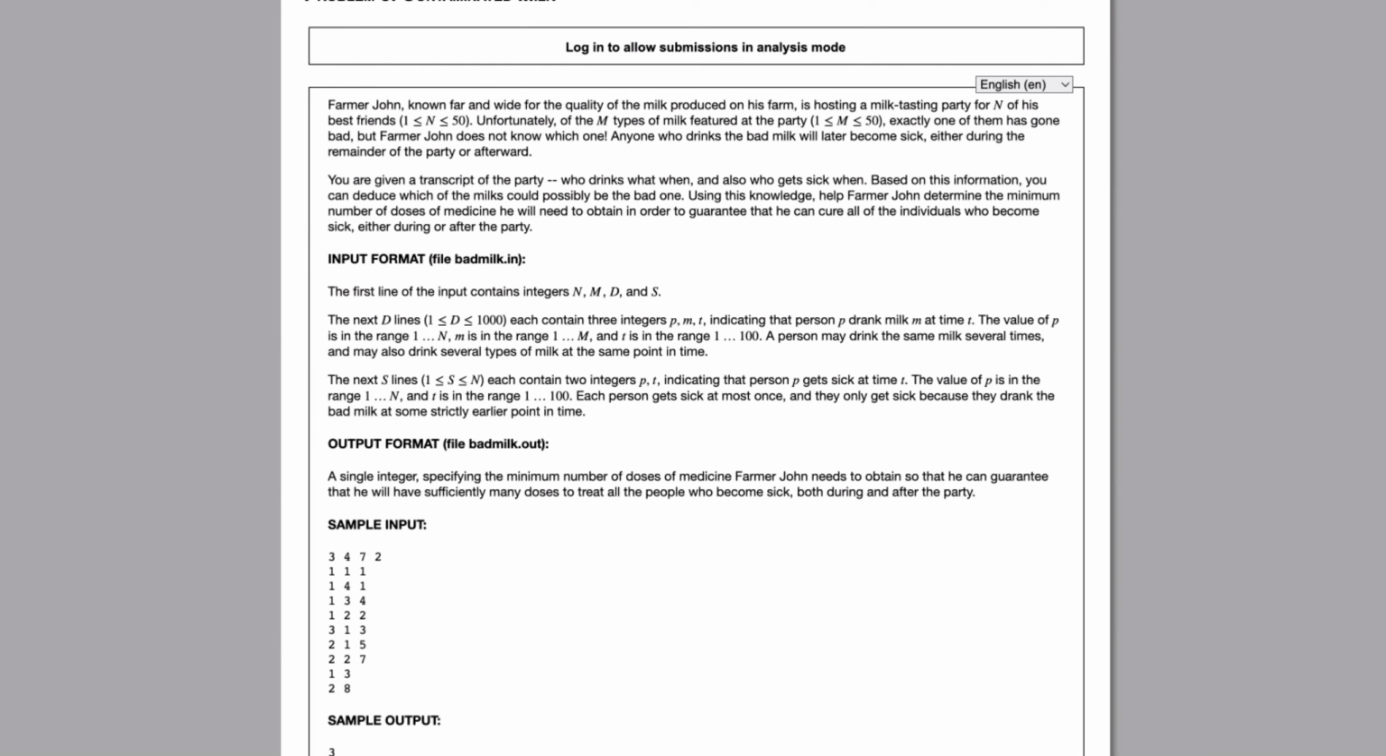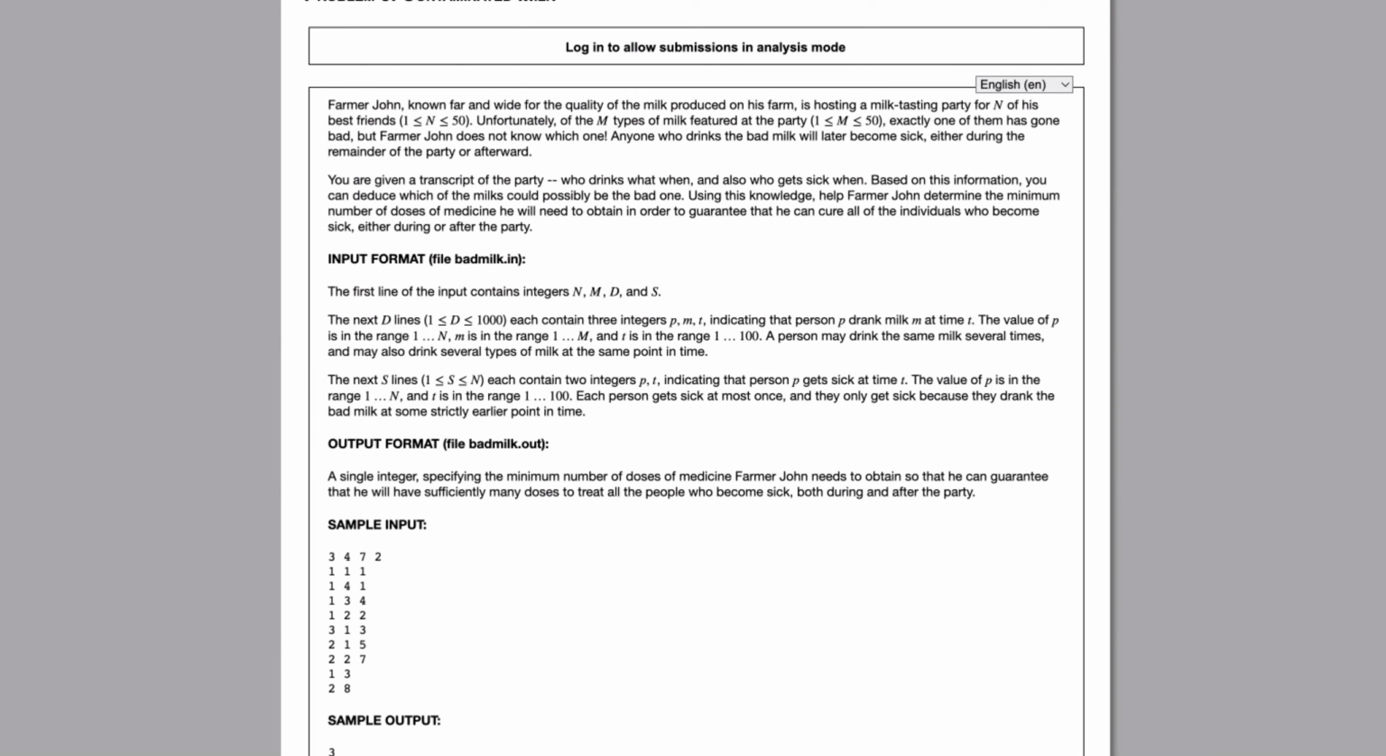Farmer John, known far and wide for the quality of the milk produced on his farm, is hosting a milk tasting party for N of his best friends, where N is 1 through 50. Unfortunately, of the M types of milk featured at the party, which is 1 through 50, exactly one of them has gone bad, but Farmer John does not know which one.